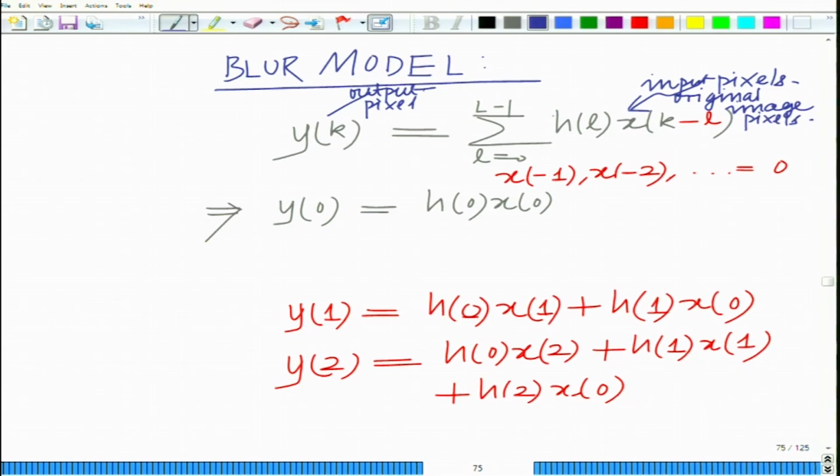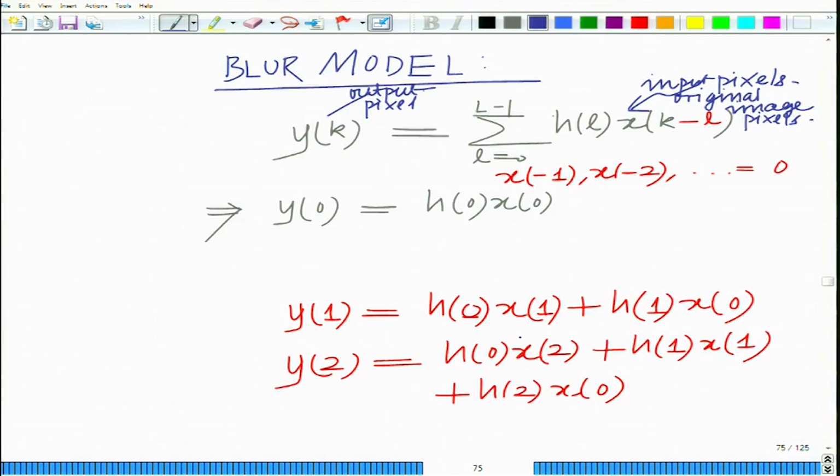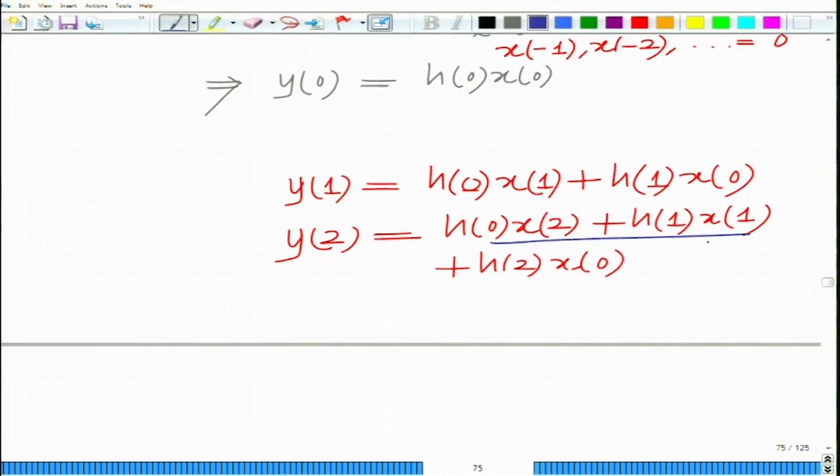What you can see is that each output pixel is a linear combination of several input pixels. So, you are not getting the crisp original pixels, but each pixel is sort of smudged, smashed or combined along with other pixels, and that is what gives the blurring effect. That is, y of 2 is a combination of x of 2, x of 1 and x of 0. So, the linear combination of pixels is what gives you the blur effect.